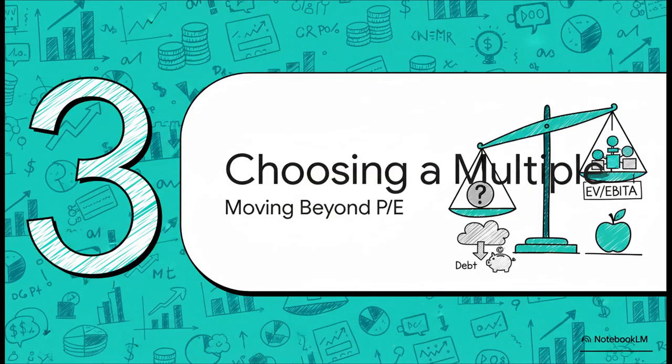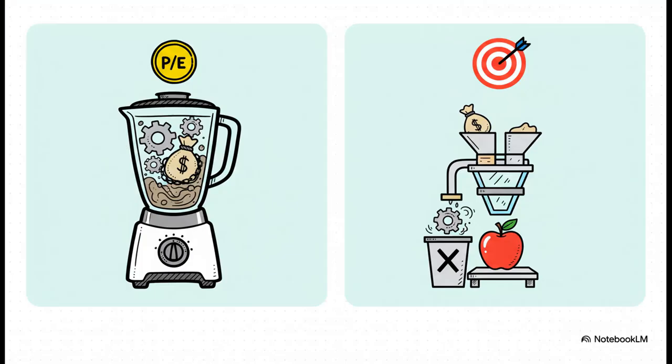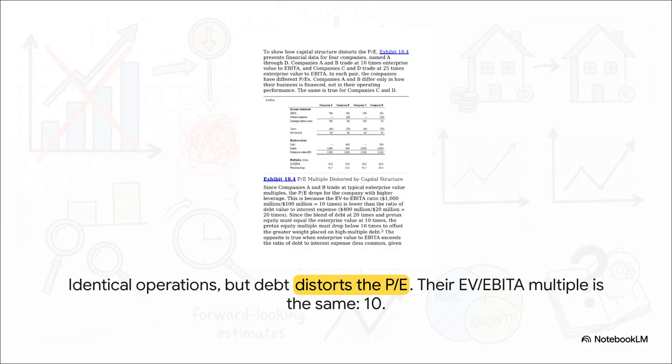Okay, let's get into our third, and you could argue most important principle, choosing the right multiple. This brings us right back to our first example and the huge danger of just relying on a simple PE ratio. So here's the crucial difference. A PE ratio, it kind of mashes a company's business performance together with its financing decisions. It's messy. Enterprise value multiples, on the other hand, they focus purely on the core business operations. They strip out all those distortions from debt and taxes, which lets you make a real apples-to-apples comparison between companies. Look at this example. It's perfect. Companies A and B are identical twins when it comes to their actual business.